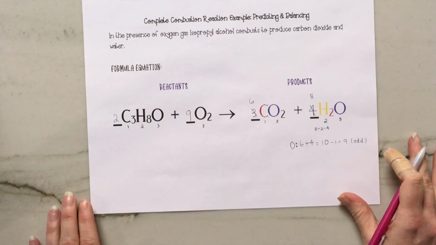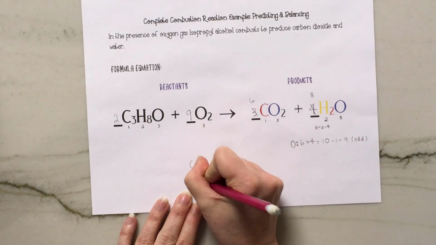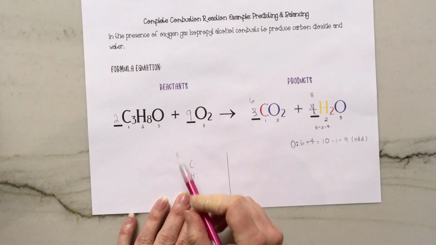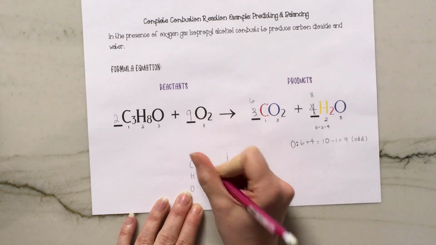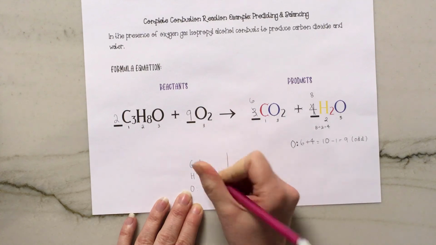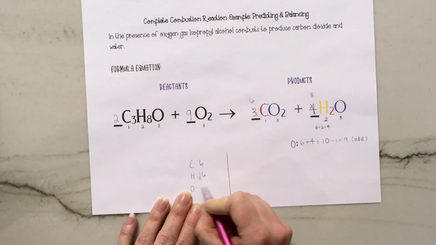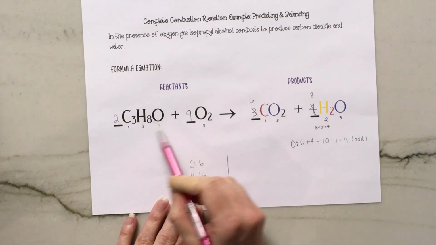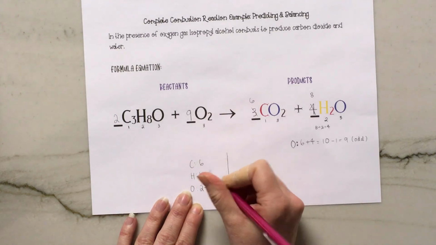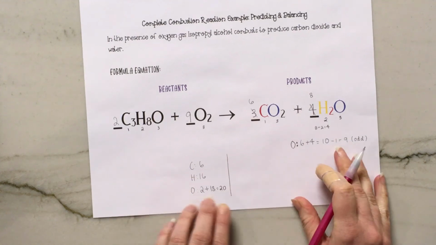And again, I'm just going to run through and show you how this is balanced. So we have carbon, hydrogens, and oxygens. So carbons, 3 times 2 is 6. Hydrogens, 8 times 2 is 16. And our oxygens, we have 2 times 1 is 2, plus 9 times 2 is 18, for a total of 20 oxygens on the reactant side.